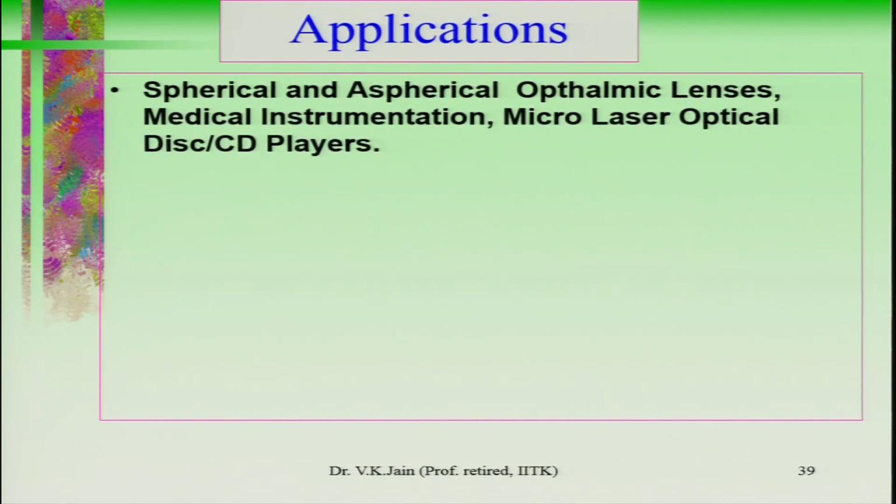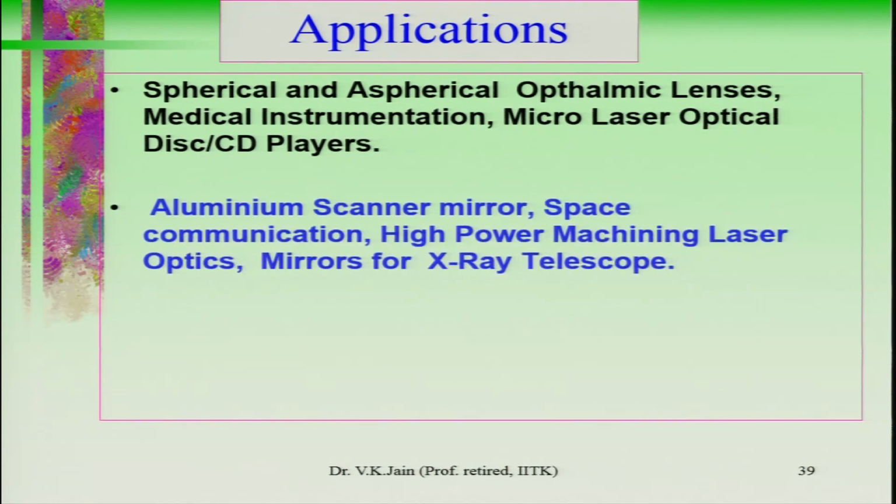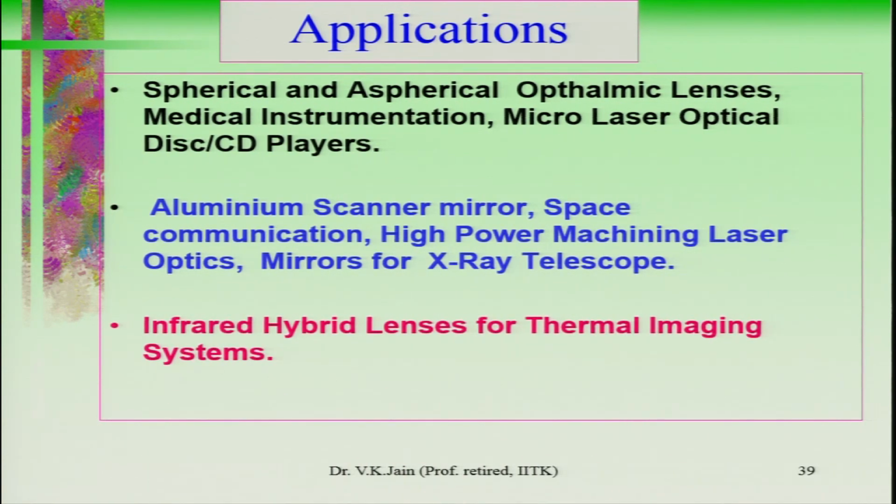Now, there are various applications of this particular process, like spherical and aspherical ophthalmic lenses, medical instrumentation, micro laser, optical disc, CD players etc. You can also use it for aluminum scanner mirrors, space communication, high power machining laser optics, and mirrors for X-ray telescopes, where you can have these components made by this diamond turn machining machine, and infrared hybrid lenses for thermal imaging systems.